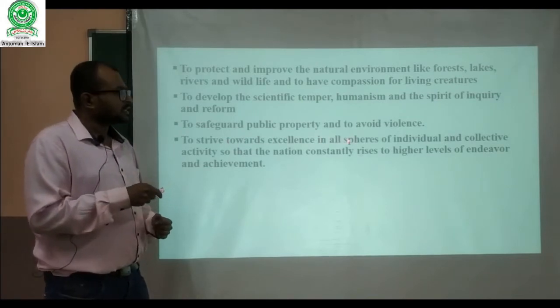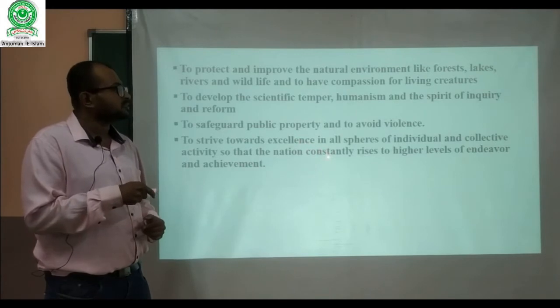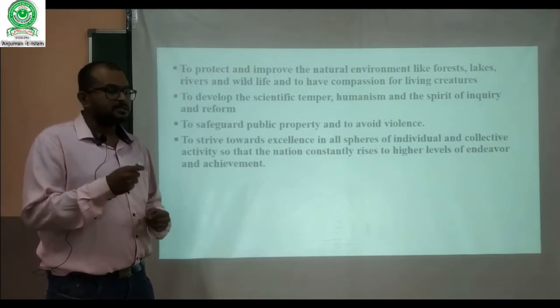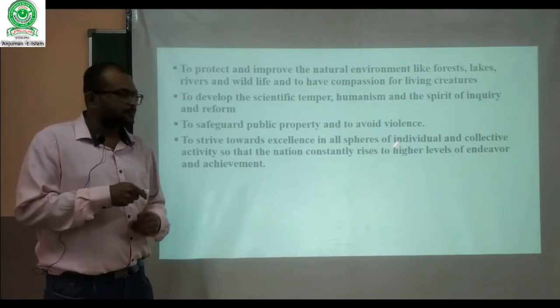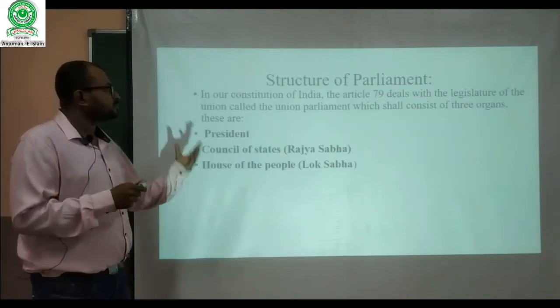To strive towards excellence in all spheres of individual and collective activity, so that the nation constantly rises to higher levels of endeavor and achievement. It means we have to strive forward for the development of our nation so it can get a name and fame in the world. Let's come to the structure of Parliament.